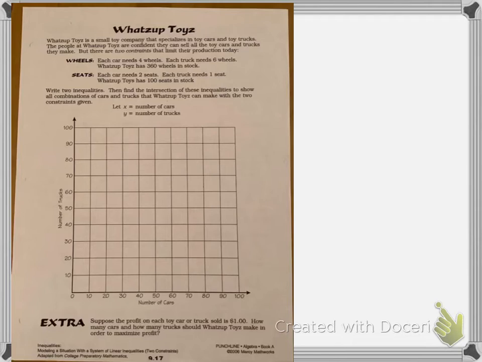All right, so that would indicate for the wheels constraint that a car needs 4, so that's going to represent the 4x. And the truck needs 6 wheels, so plus 6y. And I have 360 wheels in stock, so I have to use less than or equal to 360. All right, there's my first constraint.